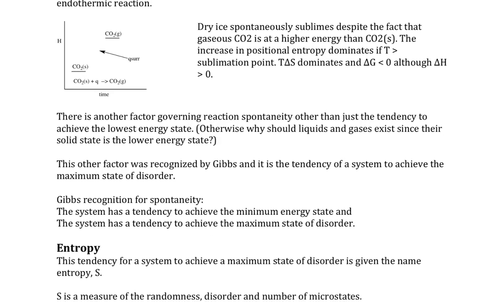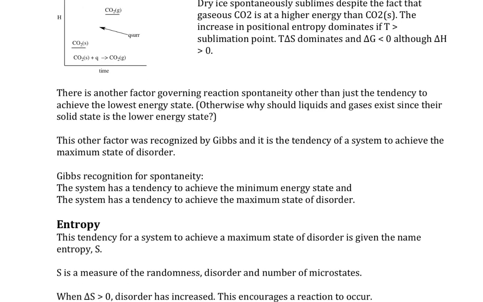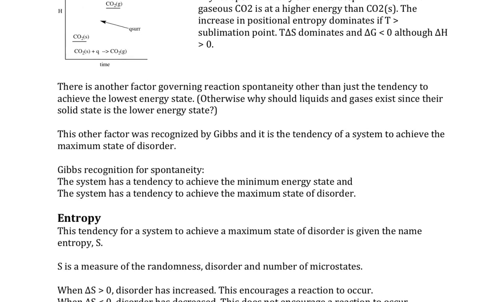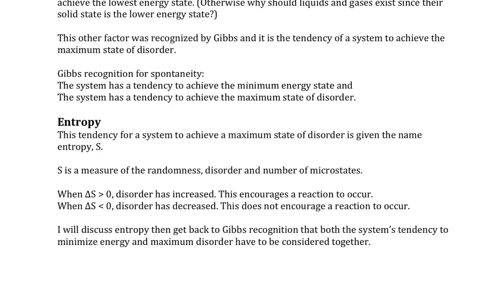This other factor was recognized by Gibbs, that scientist, and is the tendency of a system to achieve the maximum state of disorder. So, Gibbs' recognition for spontaneity is that the system has a tendency to achieve a minimum energy state, that would be favoring exothermic reactions, and the system has a tendency to achieve the maximum state of disorder. Kind of like we throw the cards in the air and they come back in a very disordered state.